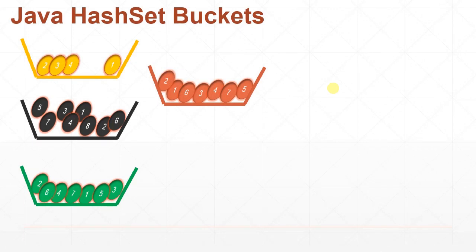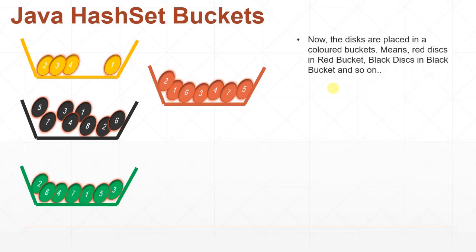Now let us say instead of keeping all the colored disks in one single basket, we kept the disks in separate baskets. So there are color baskets. Now the disks are placed in colored buckets, meaning red disks in the red bucket, black disks in the black bucket, and so on.